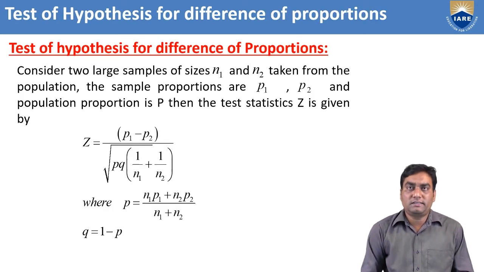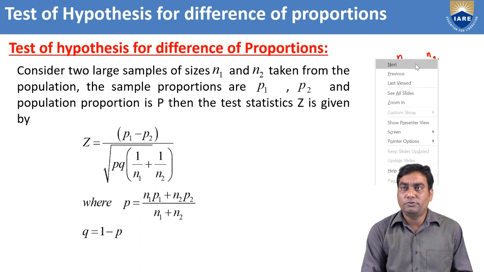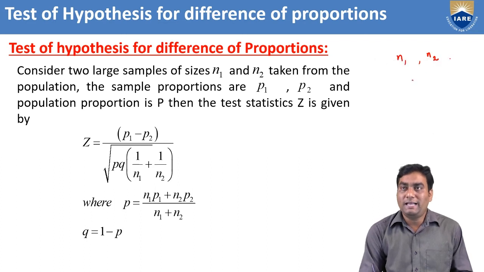Coming to the next test, test of hypothesis for difference of proportions. Instead of test of hypothesis for single proportion, here we are going to take the difference of proportions. The only change is that we have two samples instead of one sample. Two samples with sizes N1, N2, and their proportions. Sample proportion is denoted by small p, but two proportions are there, P1, P2. These two samples we can take from the population proportion capital P.